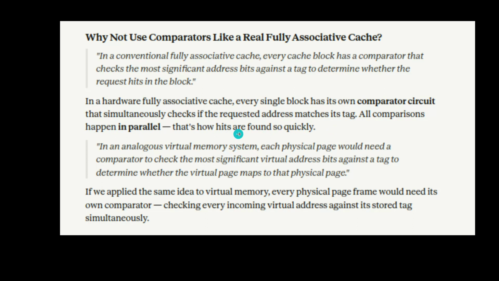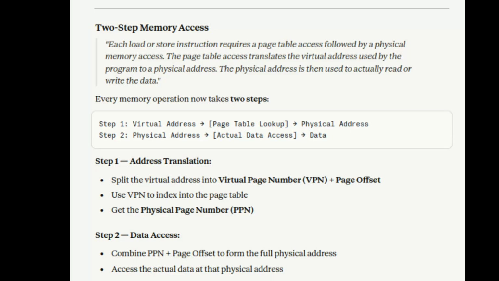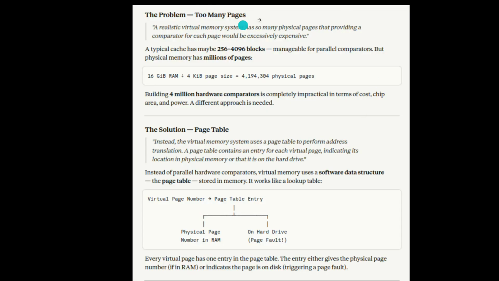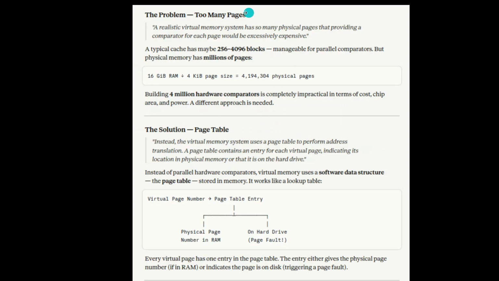But in a virtual memory system, each physical page would need a comparator to check the most significant virtual address bits against a tag to determine which virtual page maps to the physical page. Physical pages would each have comparators. Now what happens is there are too many pages. A realistic virtual memory system has so many physical pages, so we would have to provide a comparator for each page, and that would be what?